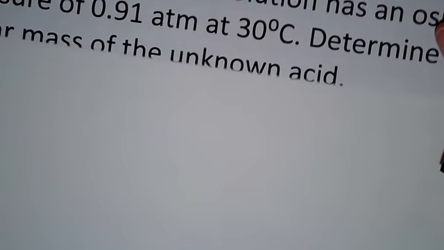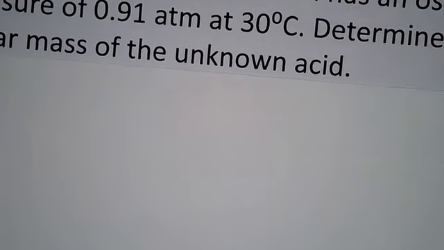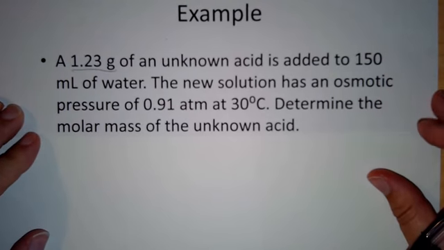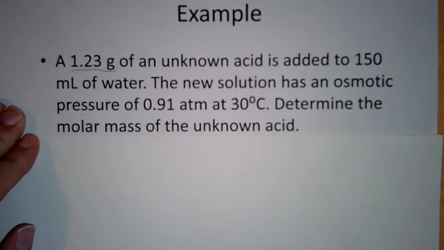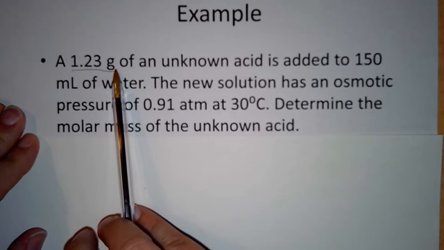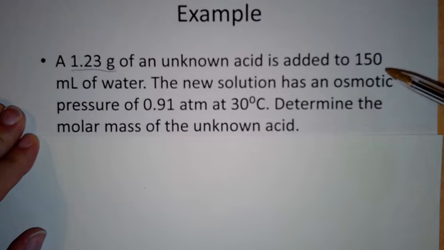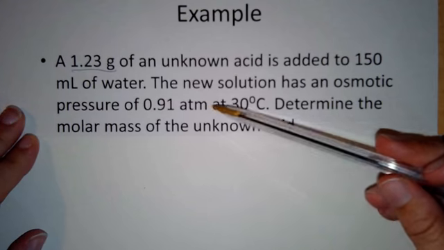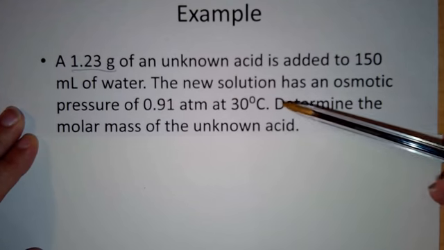Alright, we can also use the same idea in an application. So in this case, we're going to use osmotic pressure in order to identify an unknown. So we have an unknown acid solution where 1.23 grams of the unknown acid were added to 150 mL of water to make our solution. We then measure the osmotic pressure to be 0.91 atmospheres at 30 degrees Celsius. Determine the molar mass of the unknown acid.